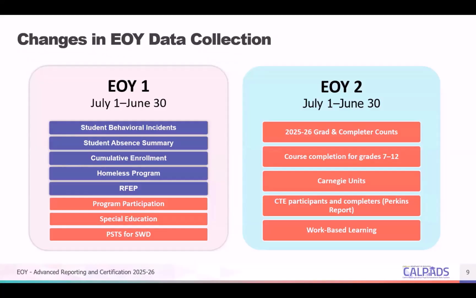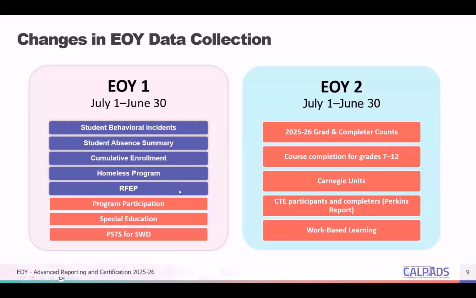End-of-Year 1 is a combination of what was formerly End-of-Year 2, 3, and 4. And End-of-Year 2 is largely the data that was previously collected in End-of-Year 1, but also includes the 1-year grad counts that were previously submitted in End-of-Year 3. So as in previous years, you will be submitting these data for the span of the entire academic year between July 1st of 2025 until June 30th of 2026.